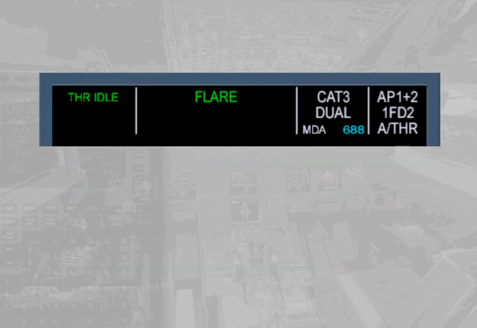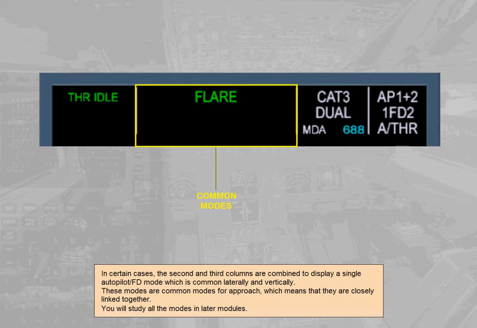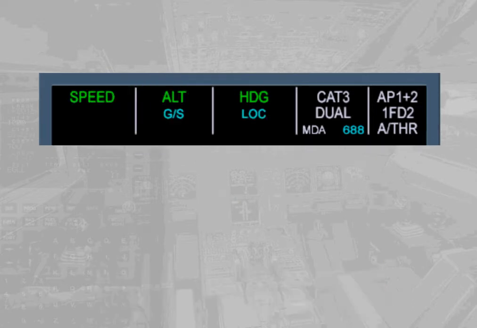In certain cases, the second and third columns are combined to display a single autopilot flight director mode, which is common laterally and vertically. These modes are common modes for approach, which means that they are closely linked together. You will study all the modes in later modules. The FMA can display 3 lines in each column. Let's look at the first 3 columns.